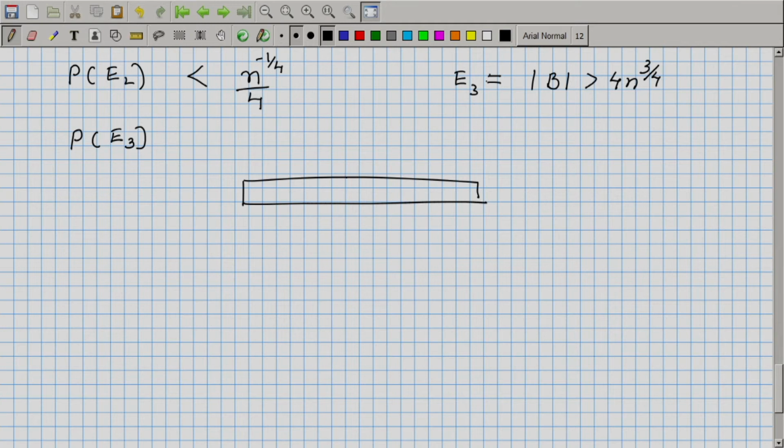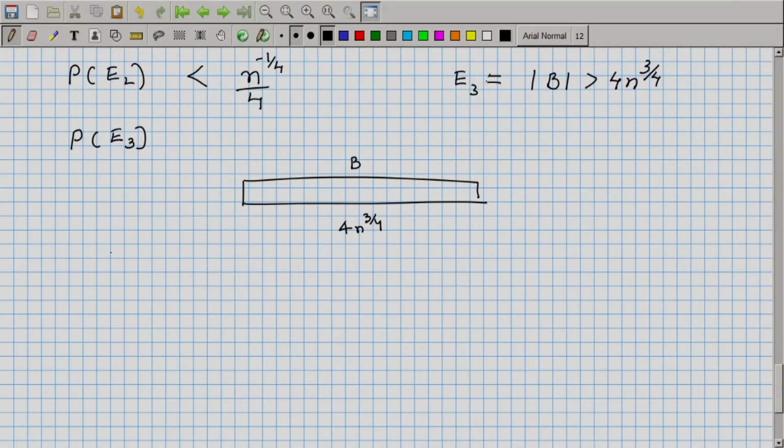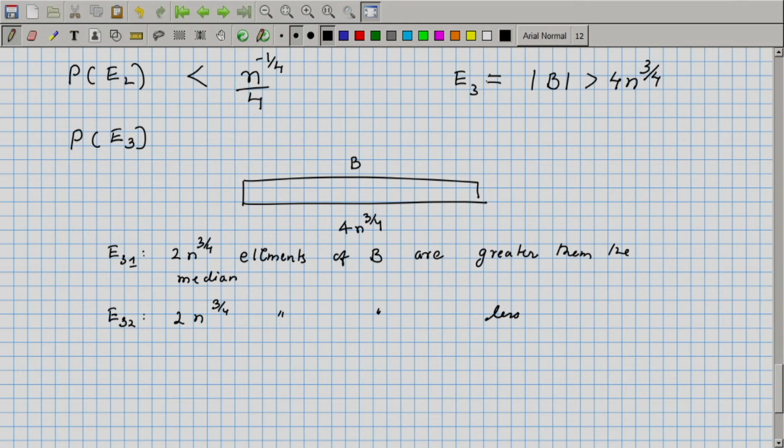look at this set B, okay, and if 4 n raised to 3 by 4 elements are there in B, we can say that either half of those elements are going to be greater than the median, or half of those elements are going to be less than the median. Okay. So, we will split it into 2 events. So, let us say E31 is the event that 2 n raised to 3 by 4 elements of B are greater than the median, and the next event, E32, is that 2 n raised to 3 by 4 elements of B are less than the median.